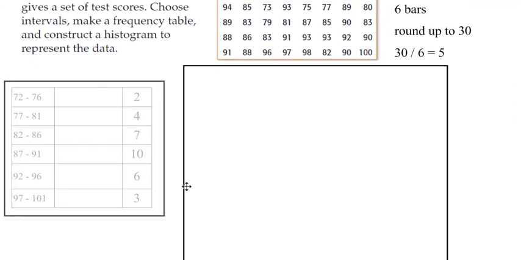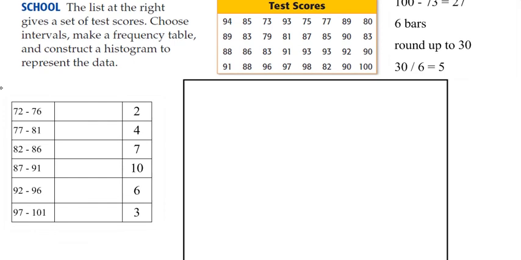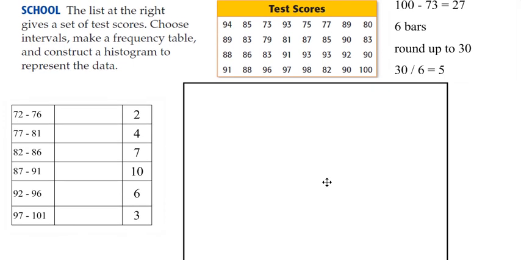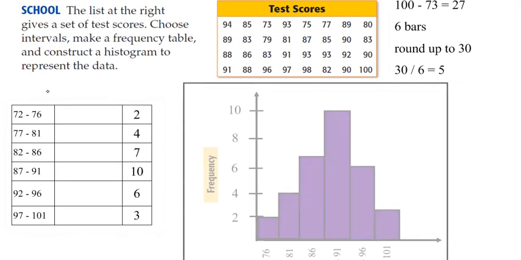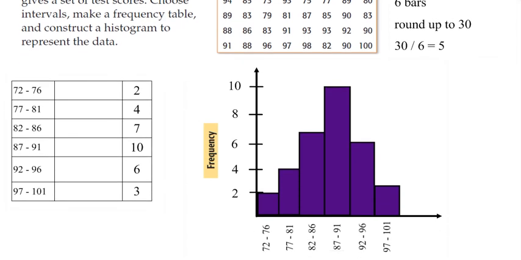Here's the frequency table I came up with. Each of my intervals is 5 units wide. It contains my lowest value, which was, I believe, 73, and my highest value was 100. Okay, so it has all of those values contained in it. And then here is the histogram that I came up with as a result. I chose 6 bars, and it has each of those frequencies.